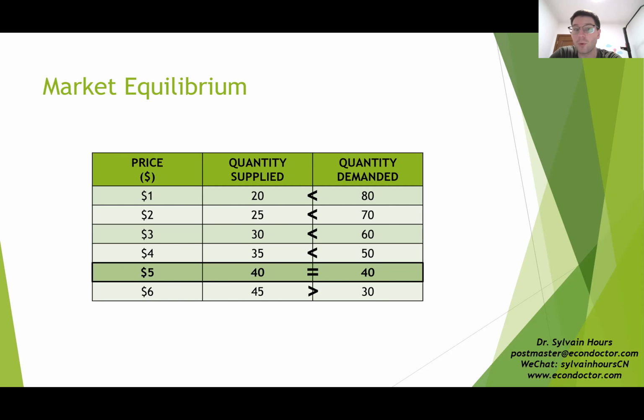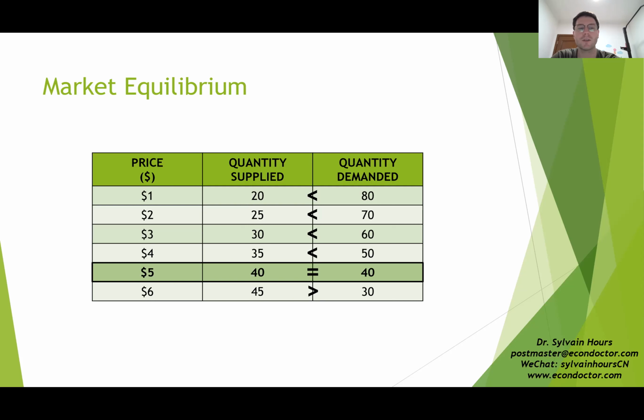And in this example, clearly the market clears, the market is in equilibrium when the price is $5, because in that case, indeed, the quantity supplied is equal to the quantity demanded. For any other price, we see that this is not the case. In particular, for any price below $5, we see that the quantity supplied is less than the quantity demanded, a situation that we will know as excess demand or shortage.